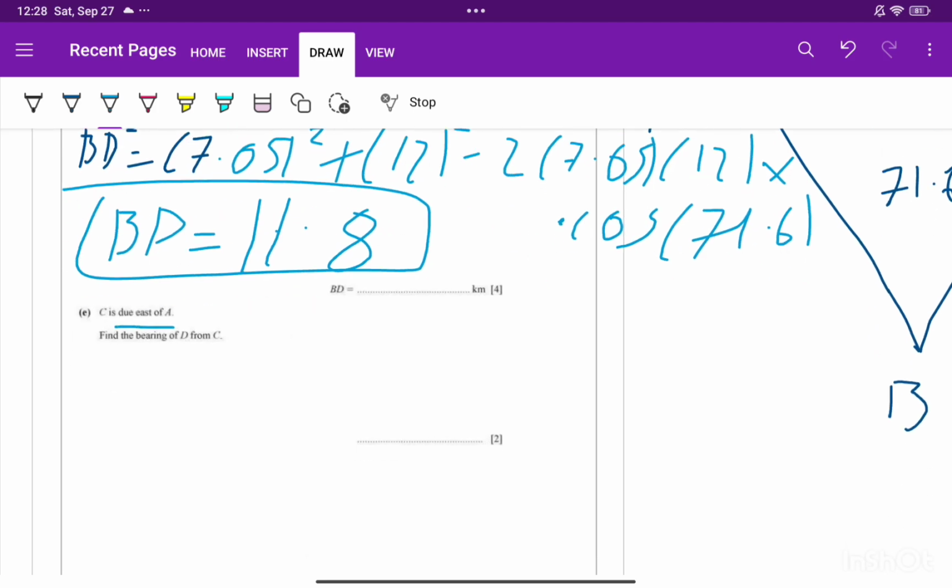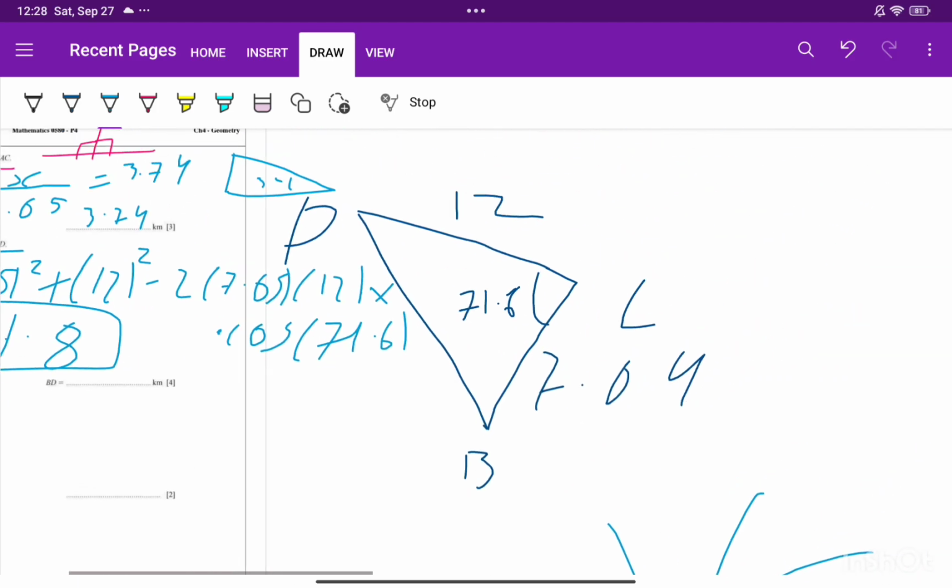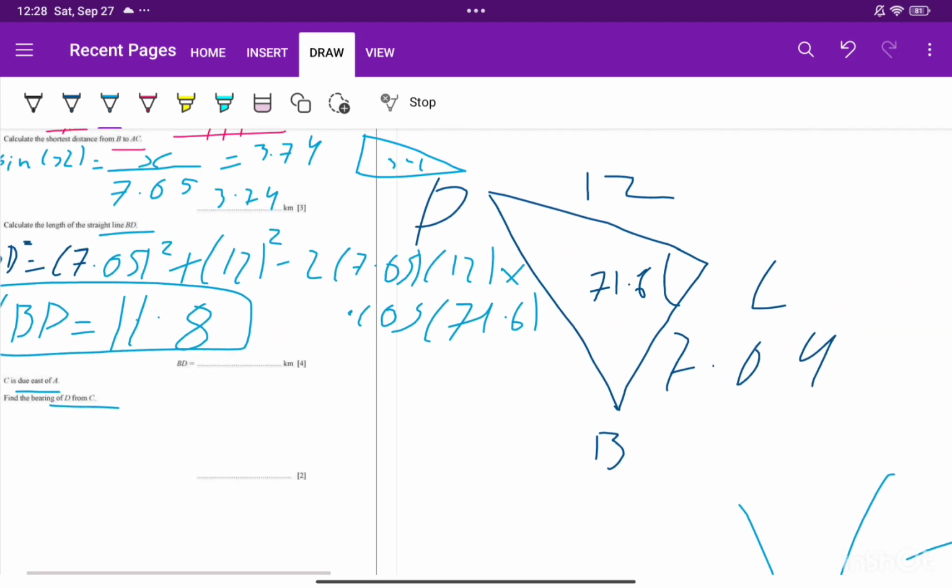Okay, C is due east of A. Find the bearing of D from C. Part E. So first we should draw north. This is our north, and if we take straight north, this is east, and we need to find this angle, the bearing of D from C.